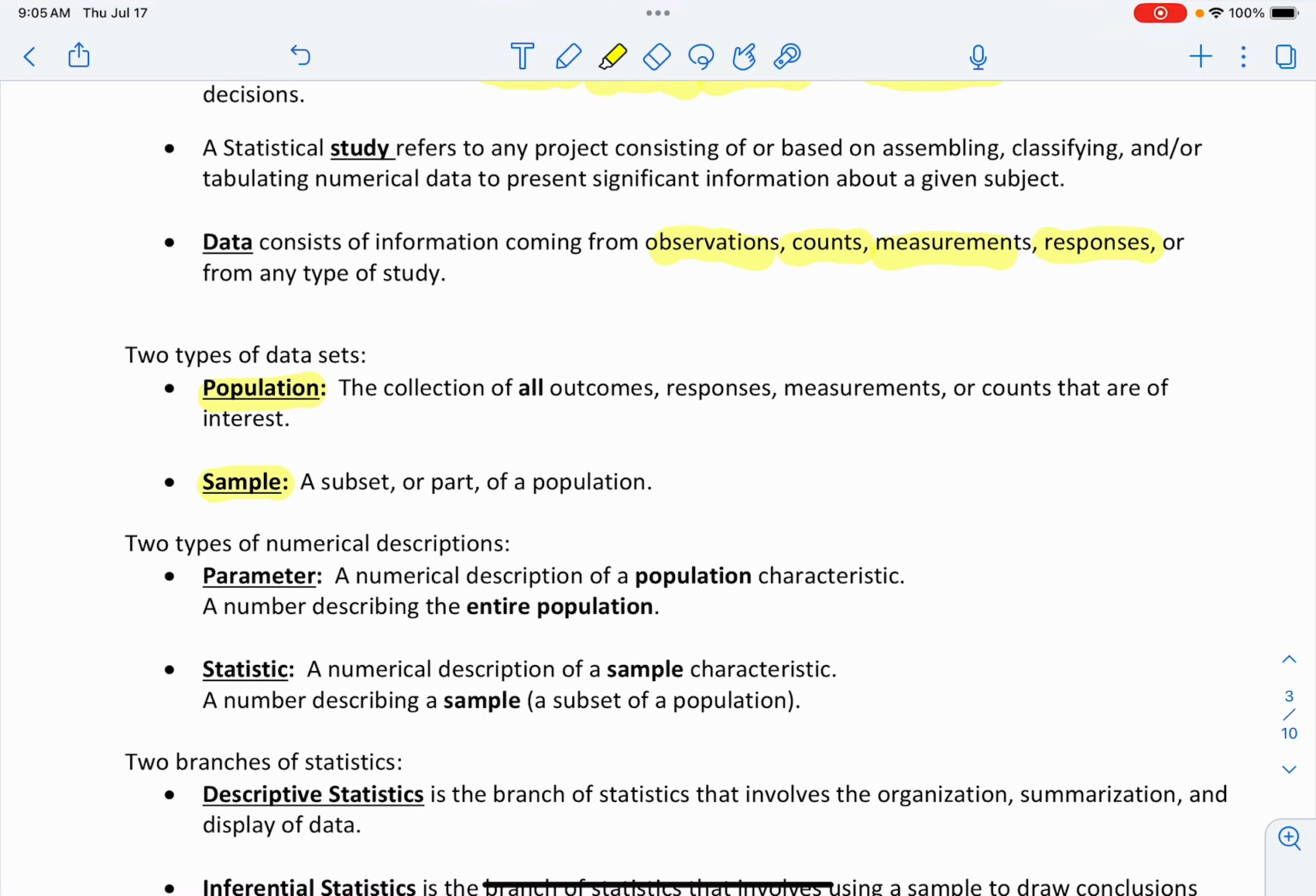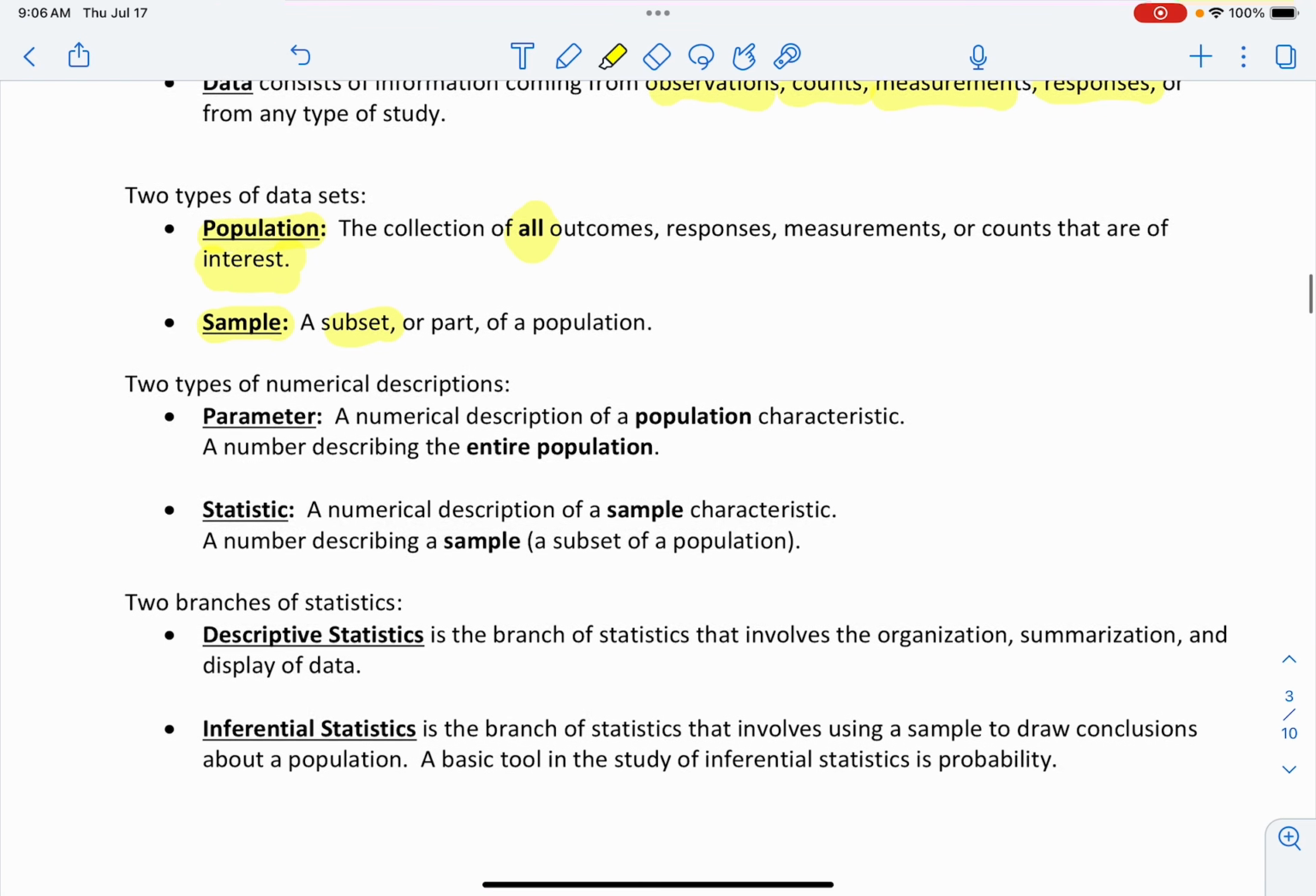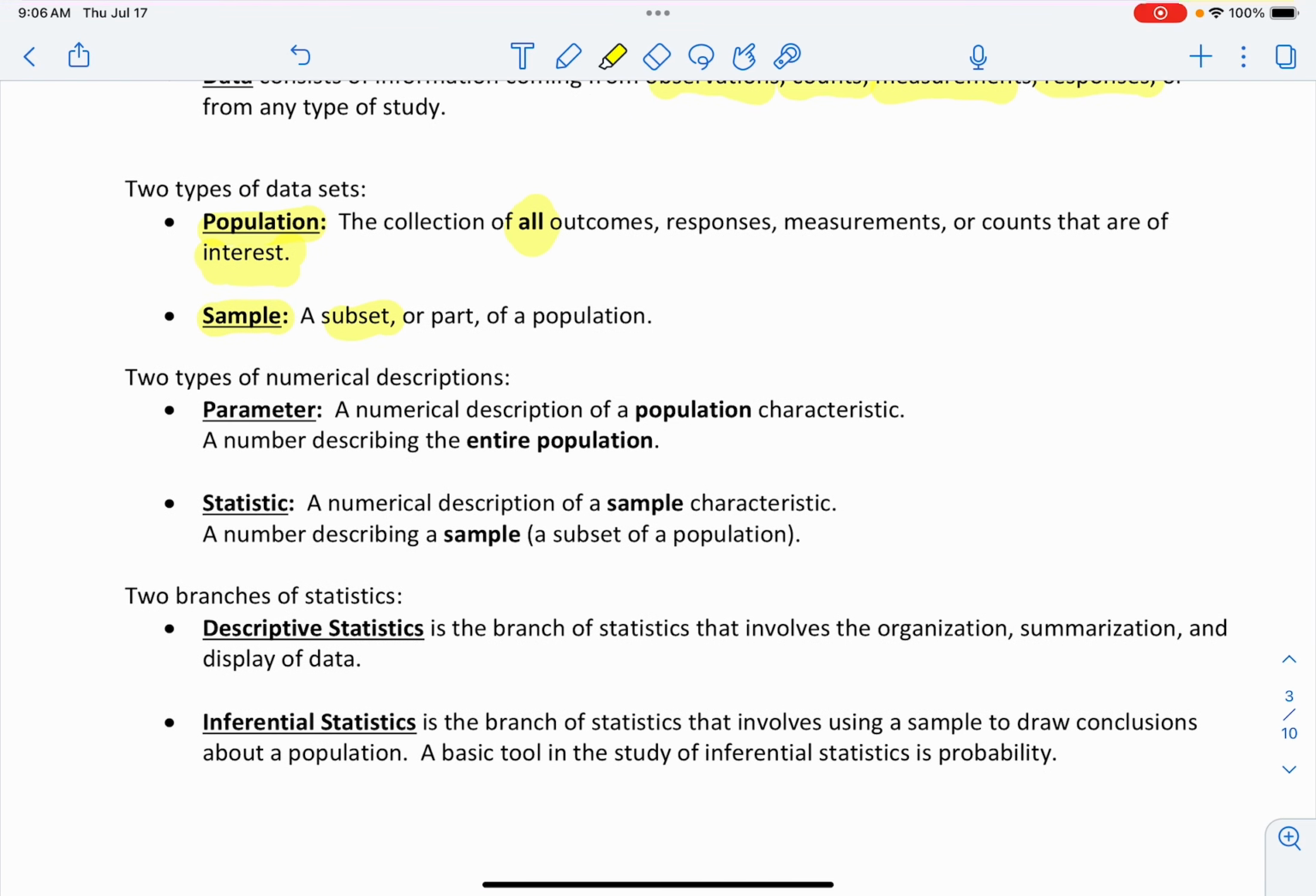Think about population as all outcomes that are of interest, right? Whereas a sample is just a subset or a part of a population. So a sample is just a subset of a population. Now, a population could be the entire country, could be people in the state, it could just be the people in your class. It just depends on who or what is of interest. That's the key there.